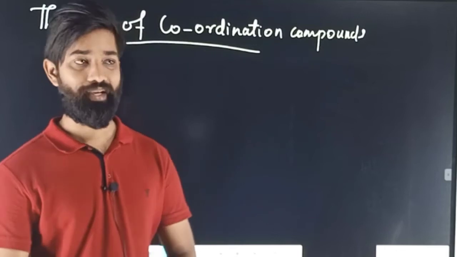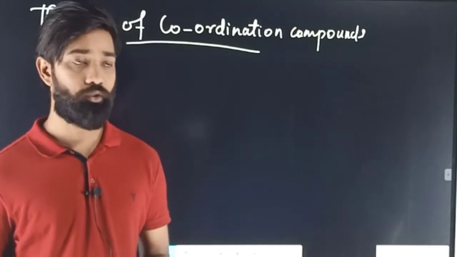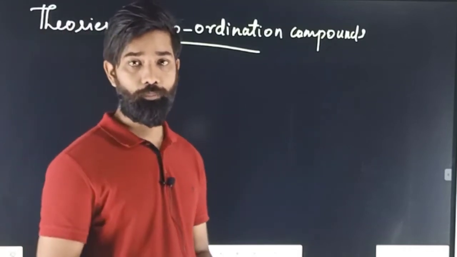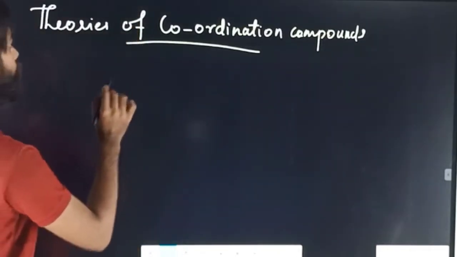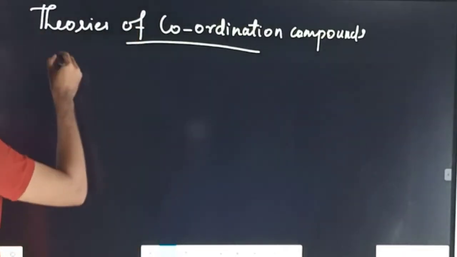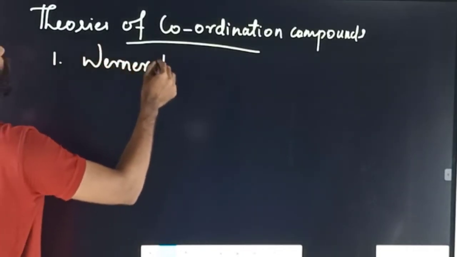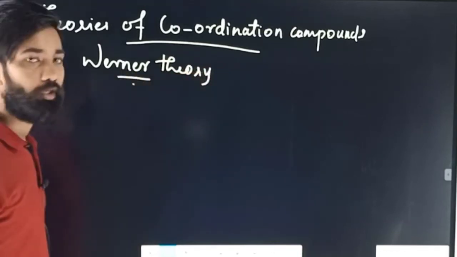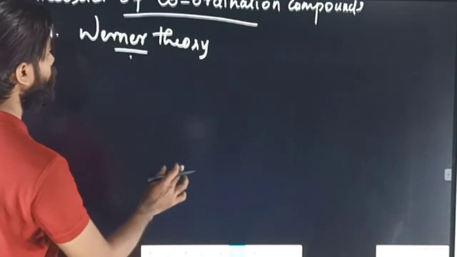The second one is Sidgwick theory of coordination compound. The third one is valence bond theory. And the fourth one is crystal field theory. So these are the important theories of coordination compound. Let me discuss the first theory, Werner theory of coordination compound. There are some postulates for Werner theory. Let me discuss that.